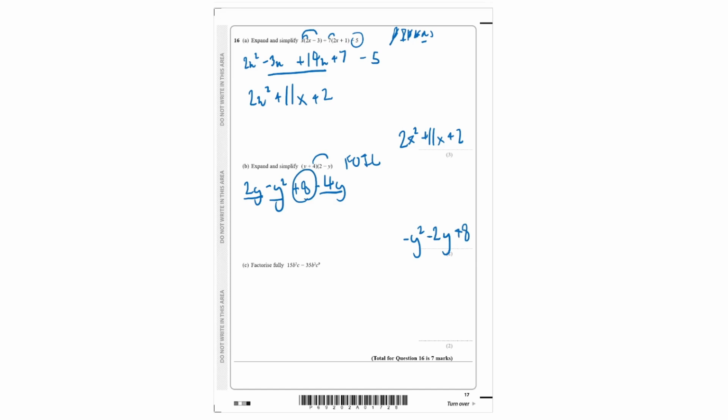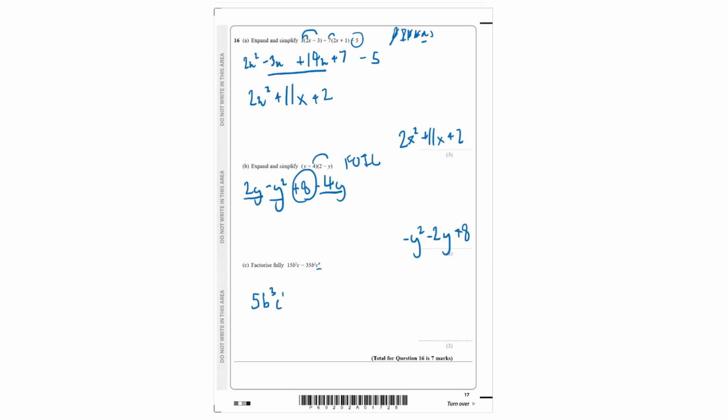Factorize fully 15b to the power of 5 c minus 35b cubed times c to the power of 9. First off, we can see that 15 and 35 are both divisible by 5. Then we can see that b and c are both present in both terms, so we can simply write the highest power. Here we have b to the power of 5 and b to the power of 3. So instead of writing the highest power, we can write the smallest one. So we have b to the power of 3. And then we have c to the power of 1 and c to the power of 9. So you write c to the power of 1.